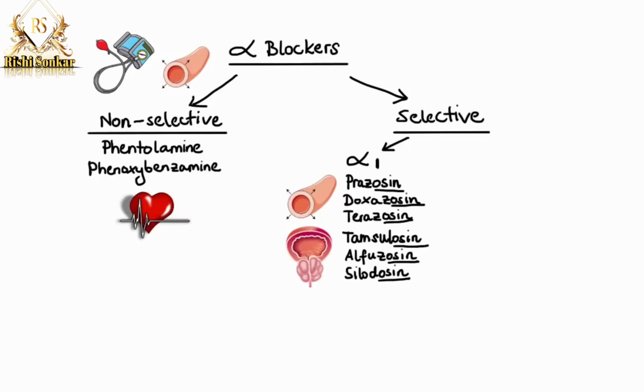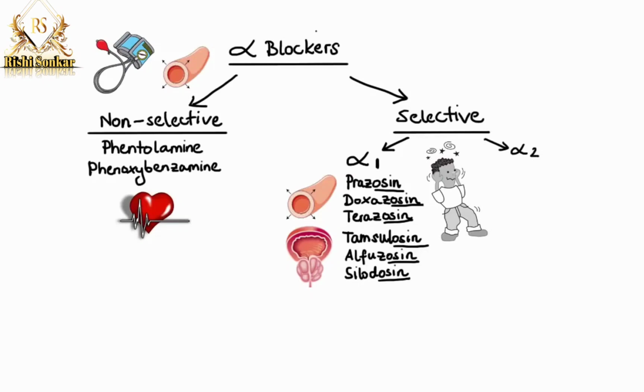Now, when it comes to side effects, orthostatic hypotension is one of the main concerns when initiating alpha-1 blocker, although it's not as severe as that observed with non-selective alpha blockers. Additionally, vasodilation produced by alpha-1 blockers can lead to headaches and nasal congestion. Finally, what about alpha-2 selective blockers?